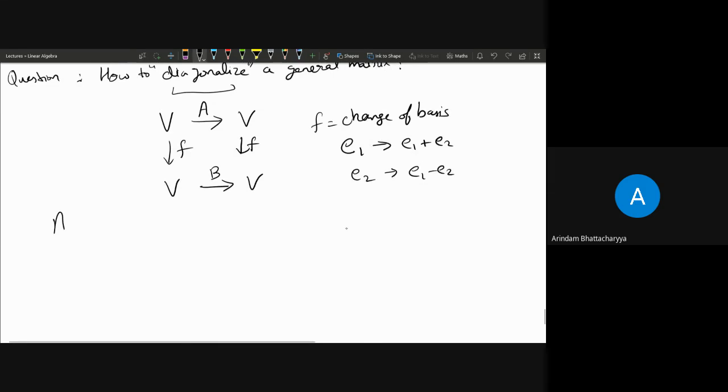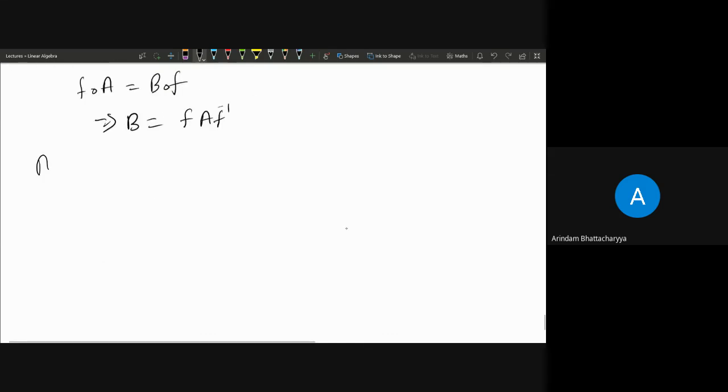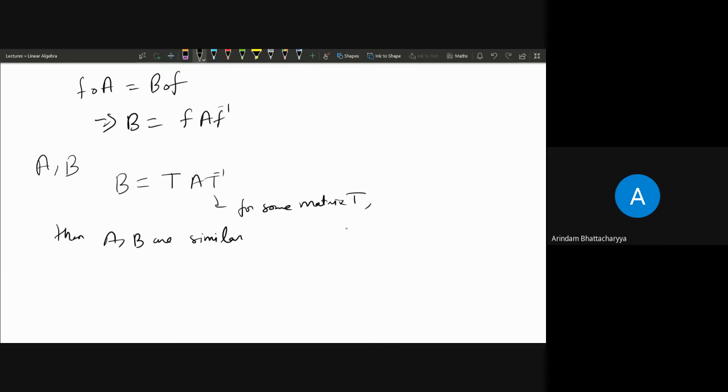So f of A is the same as B of f, which is to say B is the same as f A f inverse. And in general, if you have matrices A and B such that B is equal to T A T inverse for some matrix T, then A and B are similar.